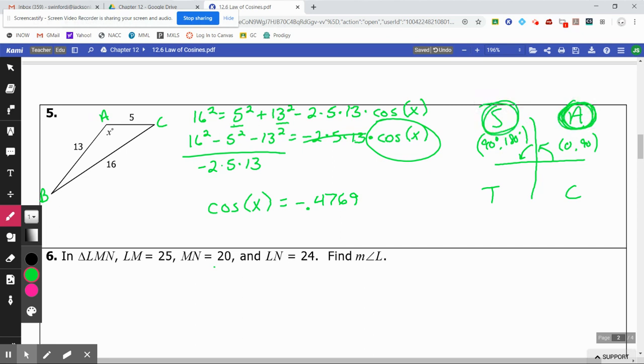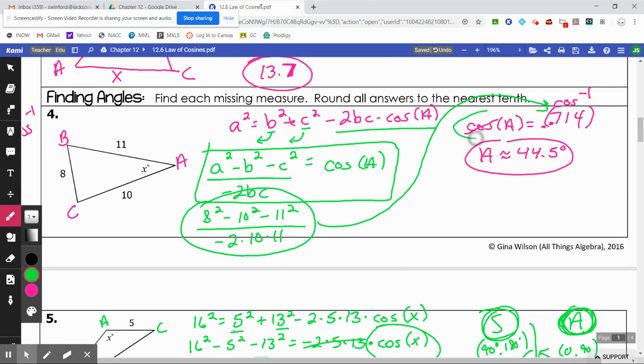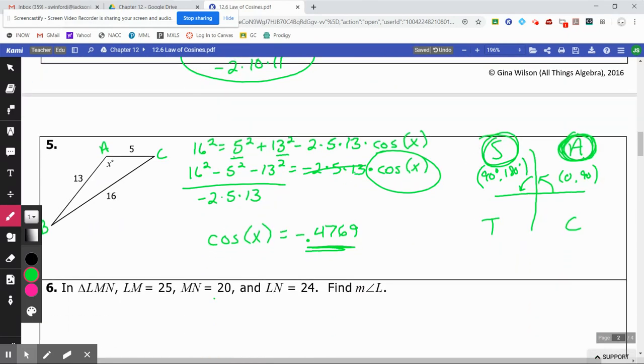So why am I telling you this? Notice what cosine is. Cosine is a negative value. Go back to the last problem. Right here, the cosine was 0.714, which was a positive value. If cosine is positive, now without a calculator, there's no way that you could tell what the angle is, but you can tell this. If cosine is a positive value, you're going to have an acute angle, an angle between 0 and 90. If cosine is a negative value, you're going to have an obtuse angle.